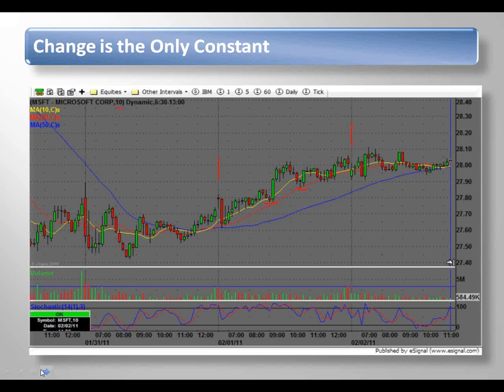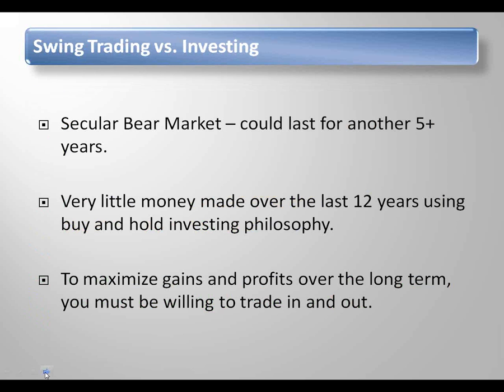Anyhow, let's see here. So 5-minute chart to the 10-minute chart to help simplify the intraday action. Okay, so some concepts here. Swing trading versus investing. I'll let Andy kind of hit on the screen. I think he's got some good ideas here.